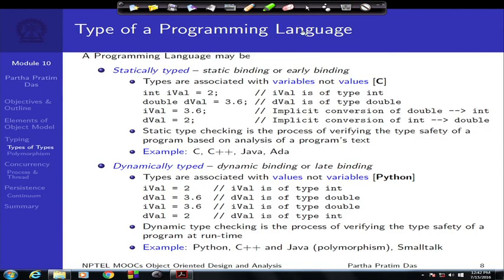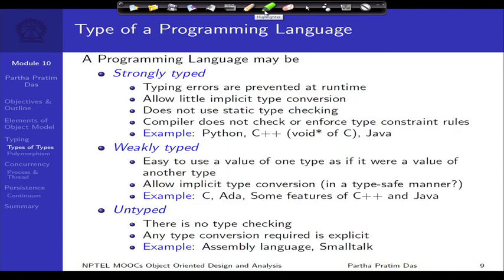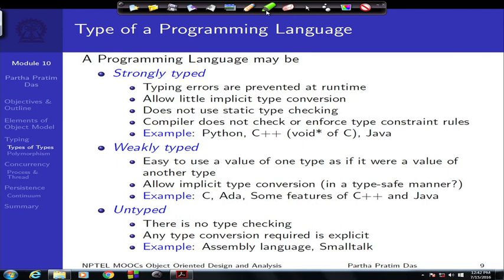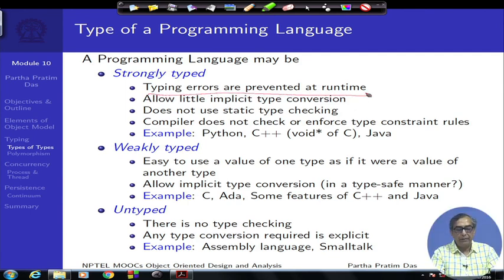There is another kind of typing or classification of programming languages that is commonly studied. This is between strongly typed, weakly typed and untyped. The strongly typed language says that anything that you use must have a type, and that type must be a very strict one. So, typing errors will get prevented at runtime, because you only allow things to happen if the type is completely known and can be completely deduced.